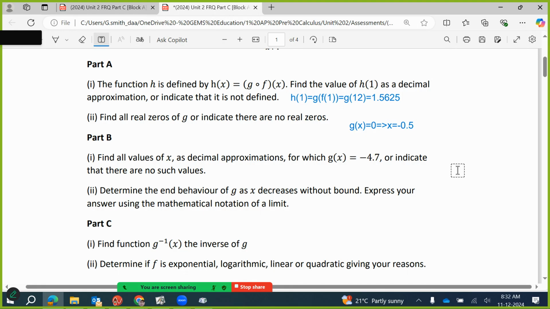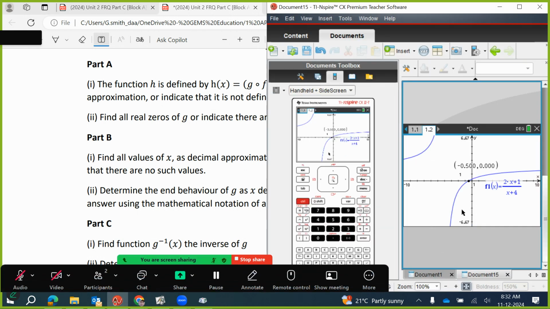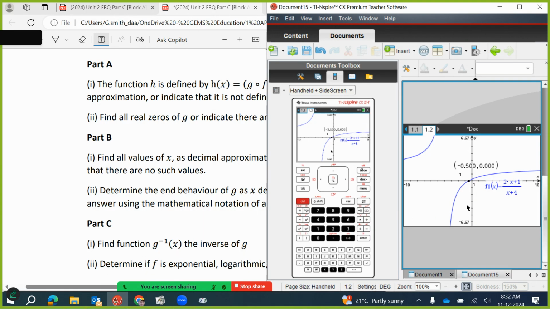Find all values of x as decimal approximations for which g of x is equal to -4.7, or indicate there are no such values. Again, your best technique for this one is to visually look at the graph. We want to see where it comes to minus 4.7. There's only going to be one solution to this one. I'll show you two techniques for this.